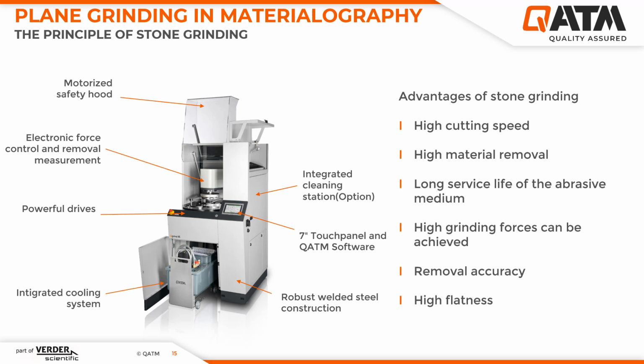The advantages of stone grinding are the high cutting speeds of up to 2000 RPM on the grinding stone. As a result, a very high material removal can be achieved. And a grinding stone has a significantly longer service life than other grinding media. High grinding forces of up to 750 newtons can be applied. A very precise removal measuring system is integrated, and the robust design allows both a very flat grinding surface and a high removal rate.